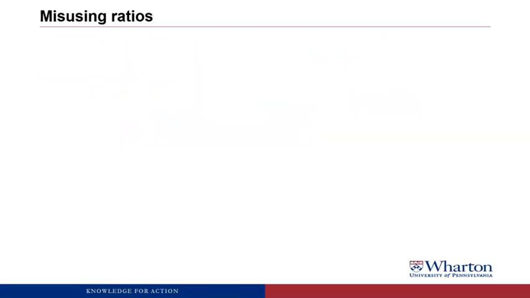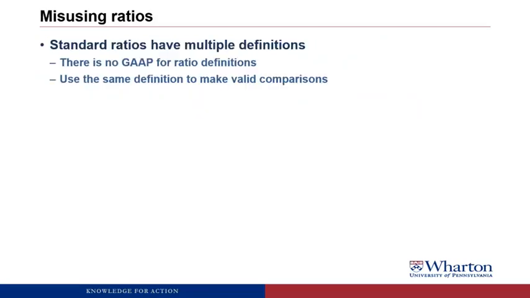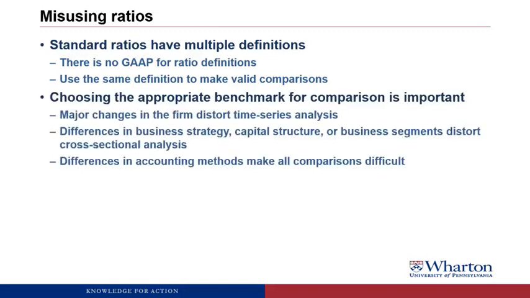Now let's talk about the flip side, which is how to misuse ratios. One of the ways that people often misuse ratios is they don't realize that standard ratios have multiple definitions. There's no GAAP for ratio definitions, or I guess it would be GARD, generally accepted ratio definitions. And what can happen is there's a lot of little differences you could make in your definitions. And if you don't know how the ratios are defined, and they're defined differently across companies, you could get faulty comparisons. So make sure you're using the same definition of a ratio to get valid comparisons.